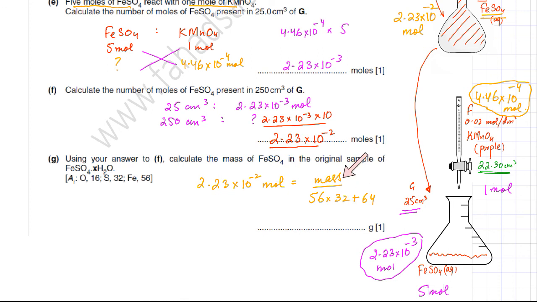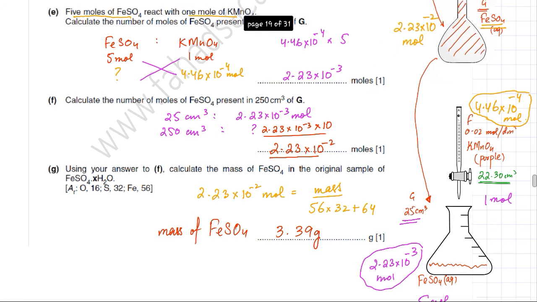So using my calculator to find the mass, moles is equal to mass divided by MR. So mass would be moles multiplied by MR. And the answer that the calculator gives, rounded to 3 significant figures, is going to be 3.39 grams. So that's the mass of FeSO4. So it's only the mass of FeSO4, not the water.